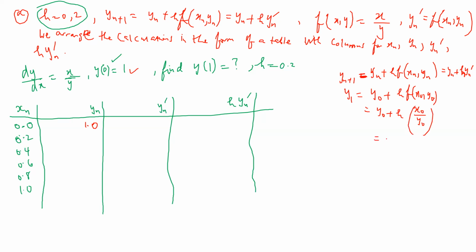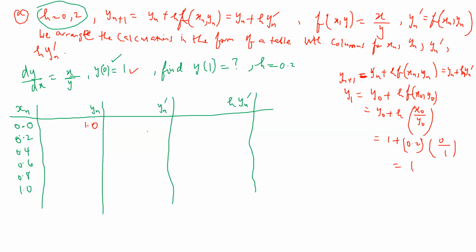Okay, let's substitute here. What is y0? y0 is what we have at the beginning, and it is 1. h is 0.2 for this question. x0 is 0, and y0 is 1. And therefore this is only 1.